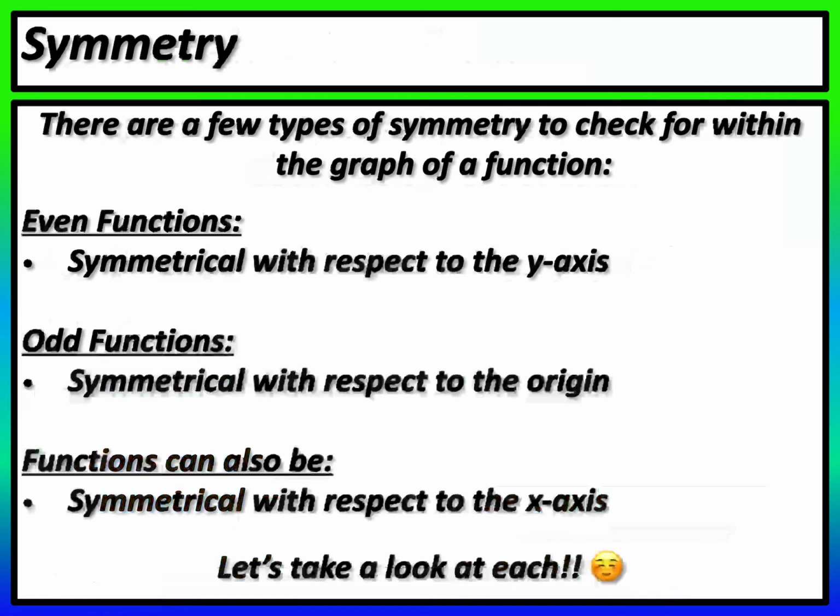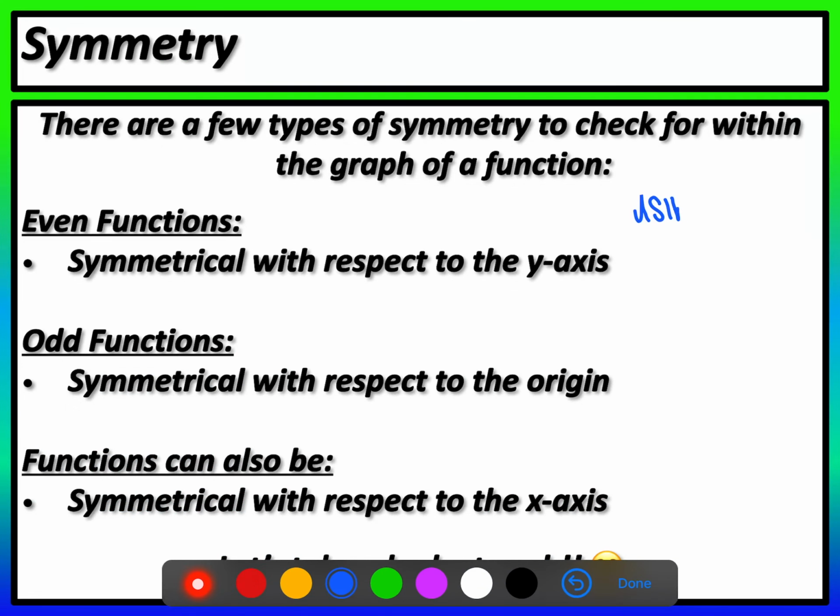All right, and lastly, we could have x-axis symmetry. So that means if you folded your paper and creased on only the x-axis, you would have two symmetrical halves lying on top of each other. Now symmetry we are not going to do graphically. Symmetry is going to be done algebraically.